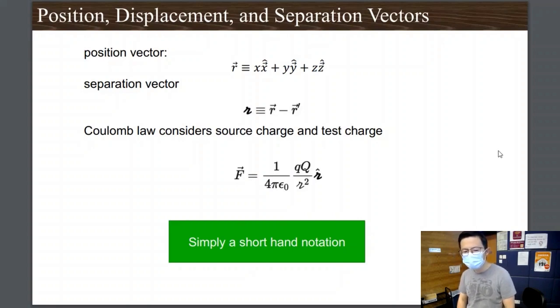The argument Griffiths gives is that it will help you write slightly fewer symbols. But the caveat is that you have to remember what this separation vector means at all times, and be sure that it is, by definition, the difference of 2 vectors.